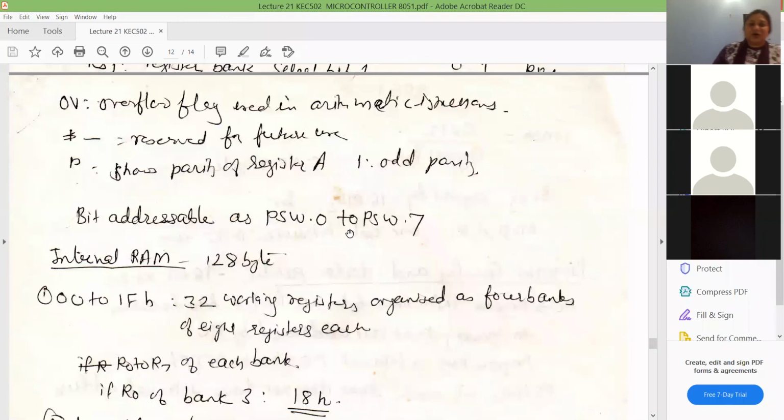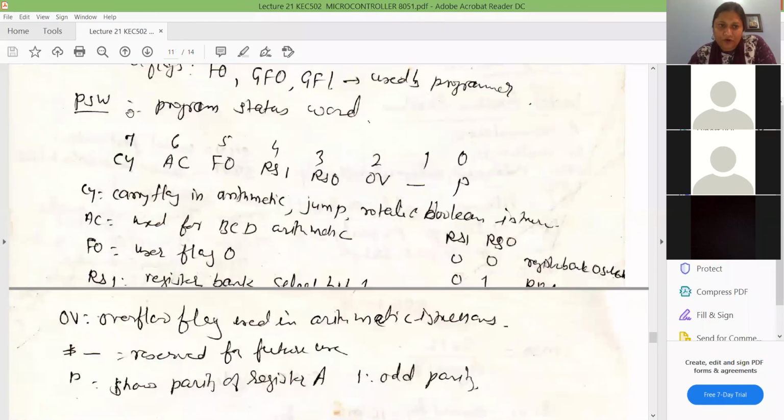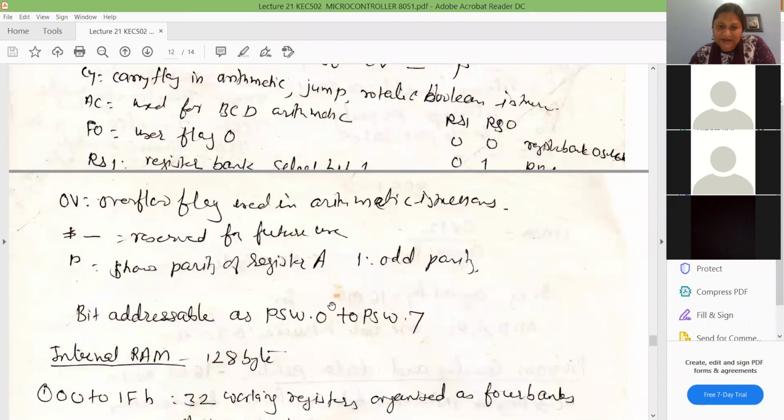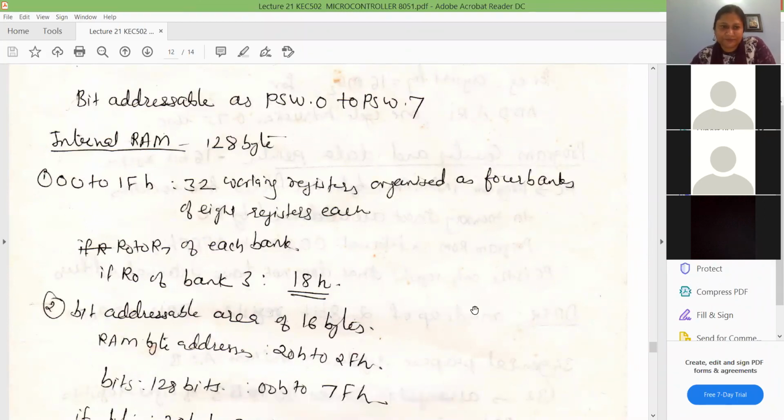And this is also bit addressable. You can address a single bit of the program status word. You don't have to always use it as 8-bit. You can address it as a single bit. When we see bitwise instructions, at that time you will understand how bit addressing is done.